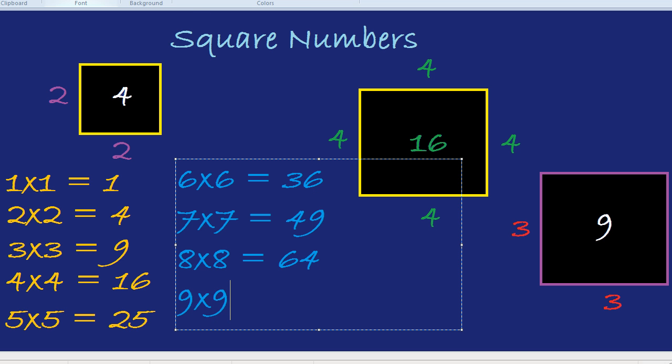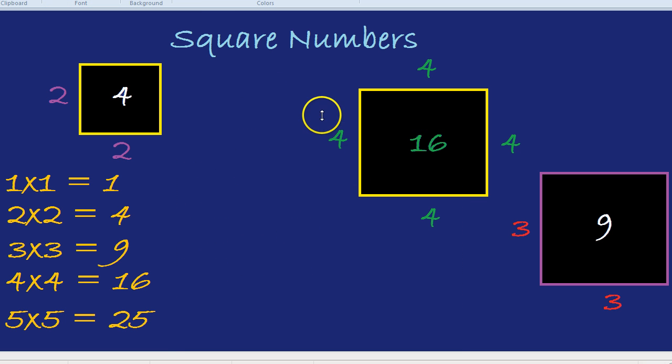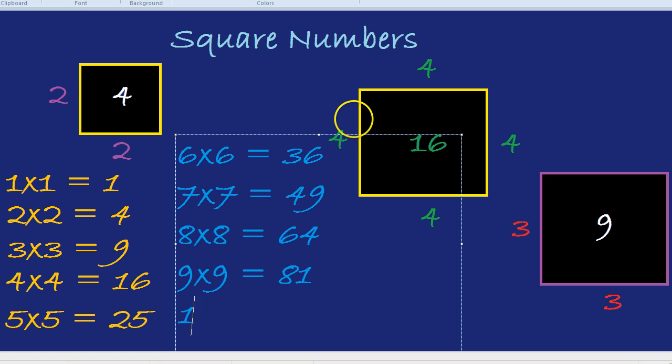What about 9 times 9? Well, 9 times 9 is 81. So 81 is another square number. Need a bit more space. We're going to do 10 times by 10, which is 100. So 100 is a square number.